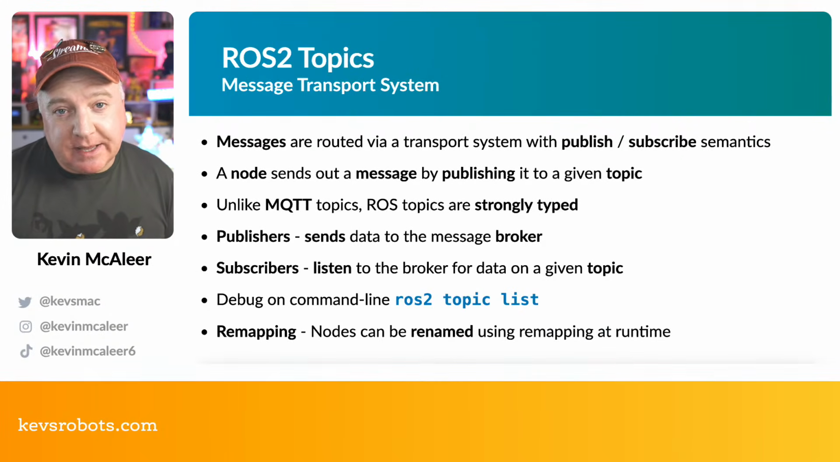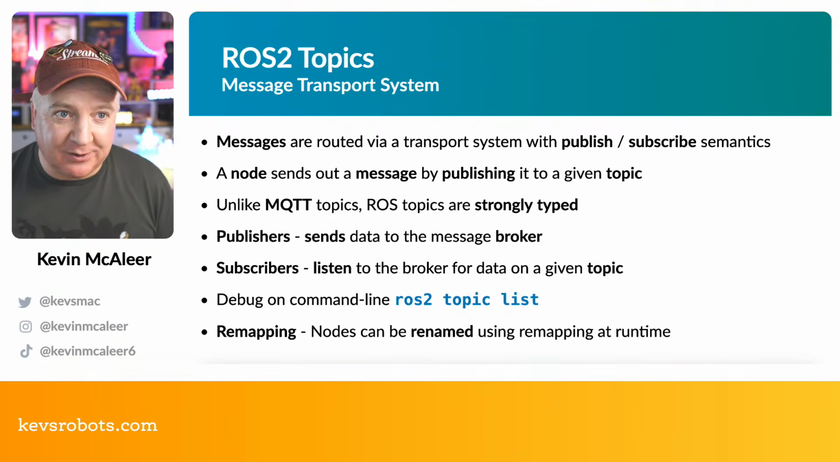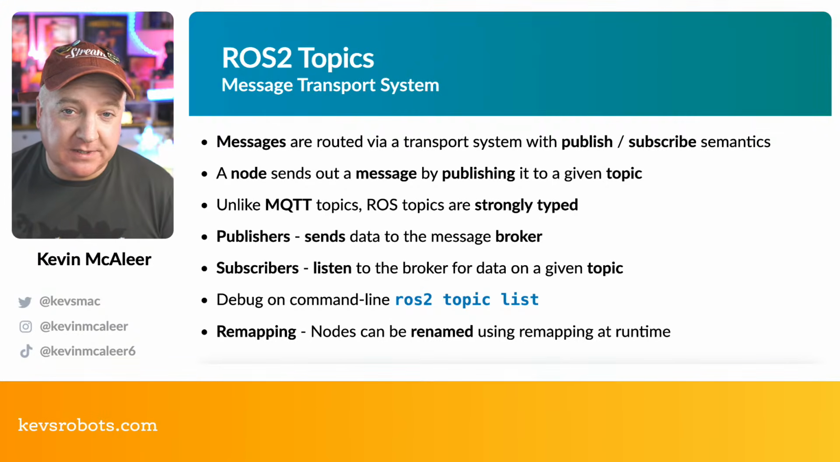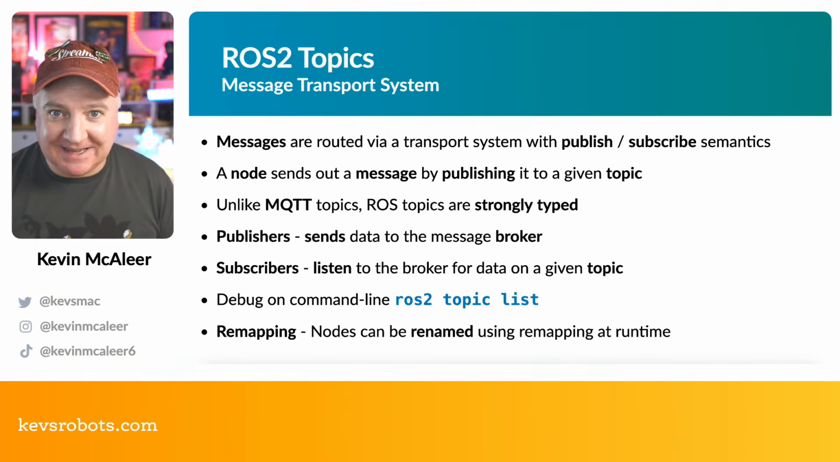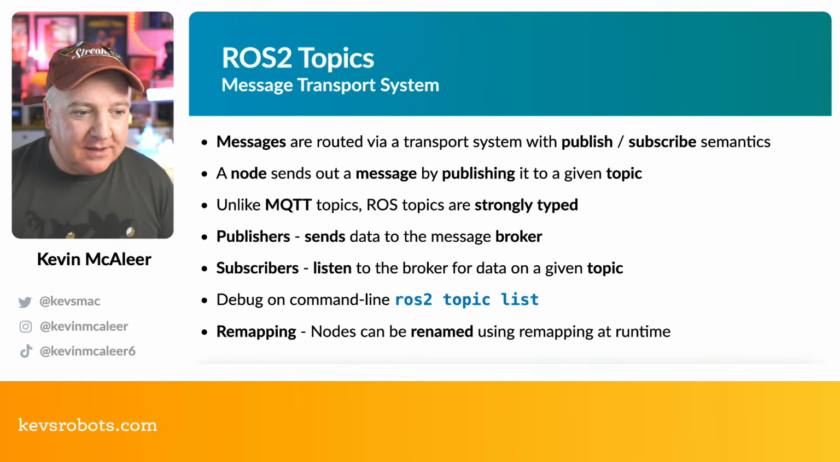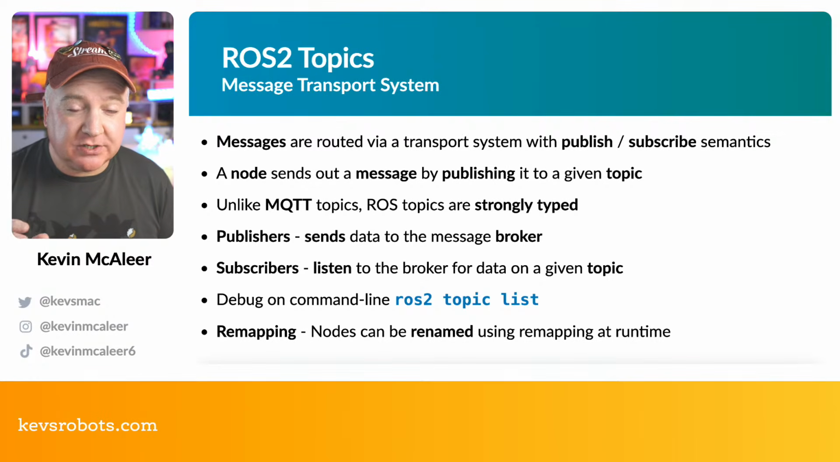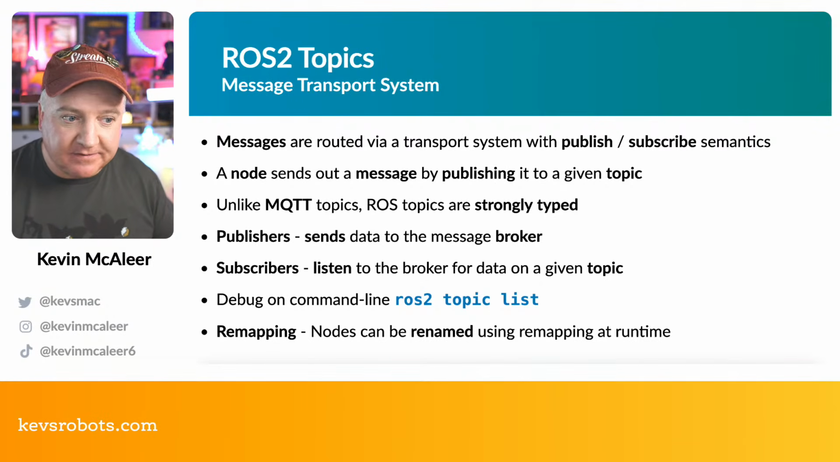So next is topics. Topics are the message transport system for ROS2. If you've ever played around with Internet of Things with Node-RED, you probably come across MQTT, which is the MQ telemetry transport. MQ doesn't stand for message queue, which most people think it does. It's actually an IBM system, MQ. Anyway, so messages are routed via the transport system between a publish and a subscribe node. So it uses publish and subscribe semantics. It's that kind of mechanism.